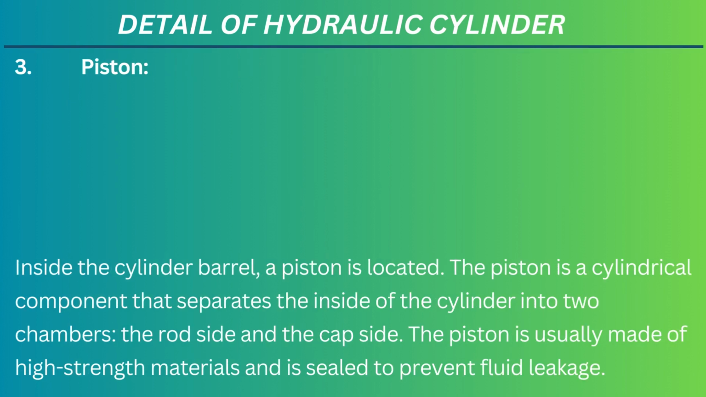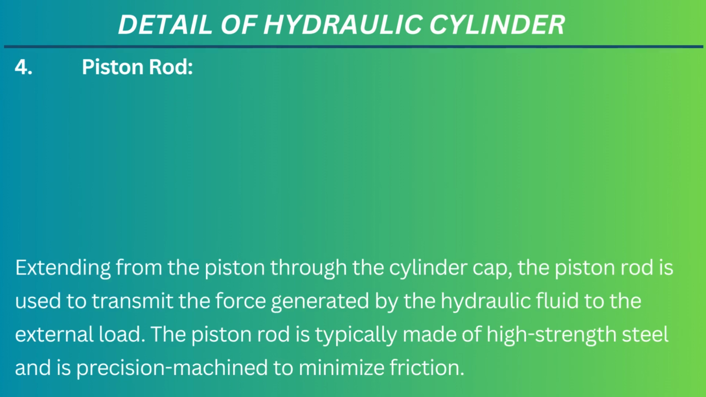3. Piston. Inside the cylinder barrel, a piston is located. The piston is a cylindrical component that separates the inside of the cylinder into two chambers, the rod side and the cap side. The piston is usually made of high-strength materials and is sealed to prevent fluid leakage. 4. Piston rod. Extending from the piston through the cylinder cap, the piston rod is used to transmit the force generated by the hydraulic fluid to the external load. The piston rod is typically made of high-strength steel and is precision machined to minimize friction.